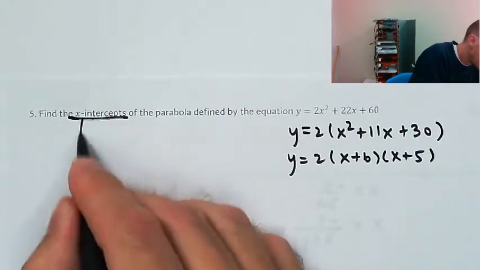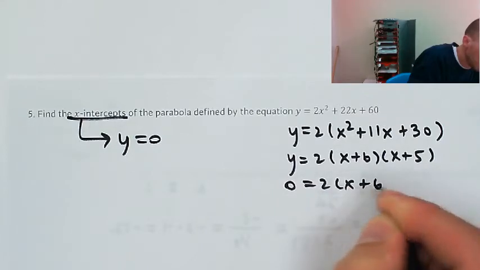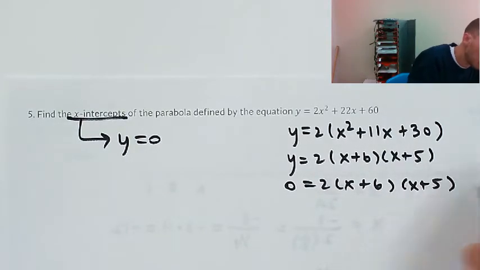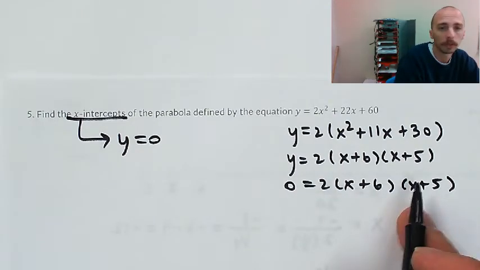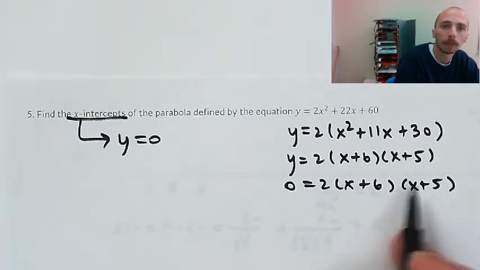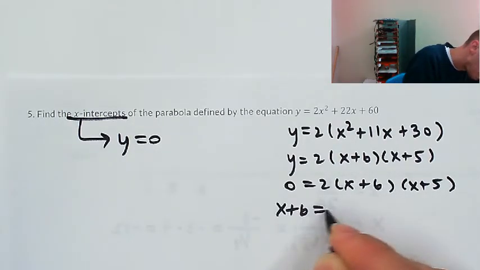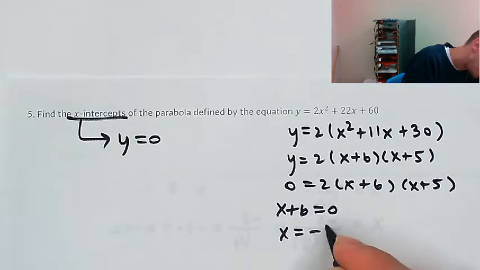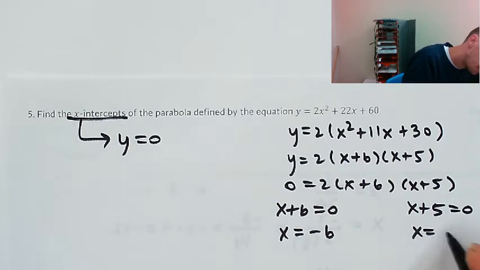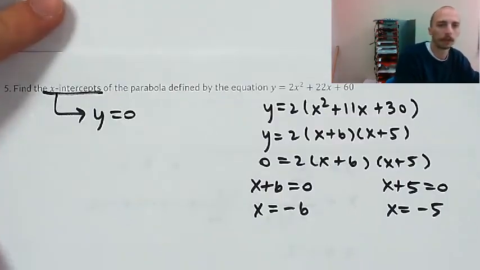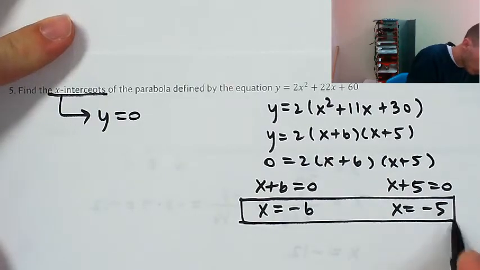And then an x-intercept is a place where y equals 0. So I say, okay, 0 is 2 times x plus 6 times x plus 5. This 2 isn't going to contribute to my zeros because 2 can never equal 0. And if the product of these three things is 0, then it has to be because one of them is 0. So maybe x plus 6 could be 0, and that would be when x was negative 6. And x plus 5 could also possibly equal 0 if x was negative 5. And so these are my x-intercepts. I might just put a little box around them.